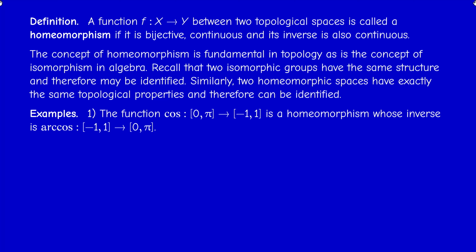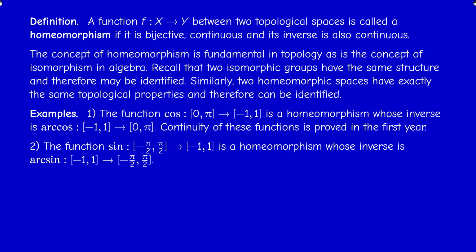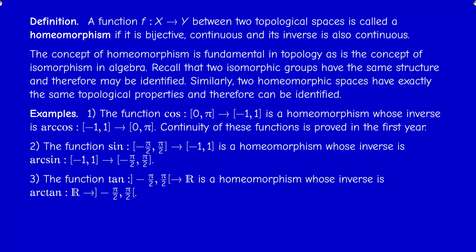So this is a homeomorphism. Cosine is a homeomorphism between these two closed intervals. And also the sine function is a homeomorphism between [-pi/2, pi/2] and [-1, 1], and its inverse is what we call arc sine. Tangent is a homeomorphism between the open interval (-pi/2, pi/2) and the whole line. And the inverse is what we call arc tangent. So here we have a bijection, it's continuous, the inverse is continuous.